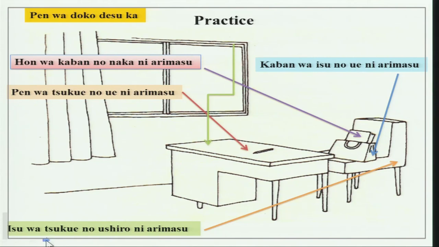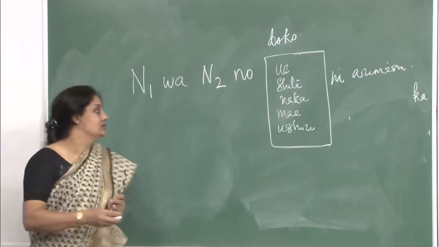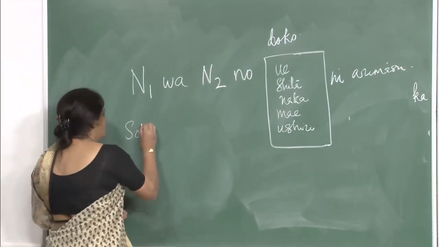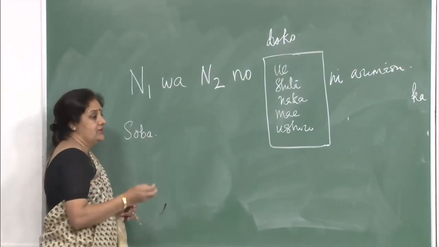Tsukue wa doko desu ka? Tsukue wa doko desu ka? Well, tsukue wa mado. Mado is a window. Mado no soba ni arimasu. This word, soba, is new. Soba means nearby.